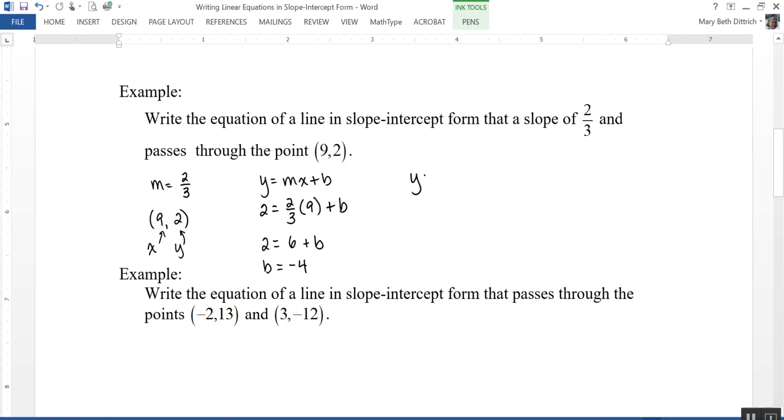So now I have enough information to write the equation y equals 2/3, that's my slope, x plus a -4, or I can just write that as -4.